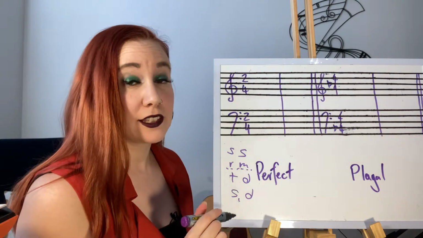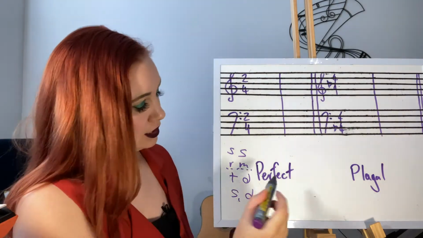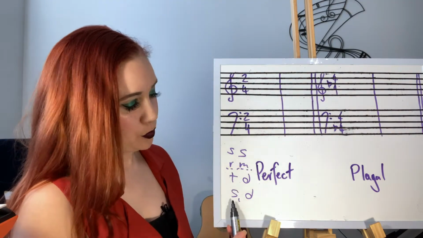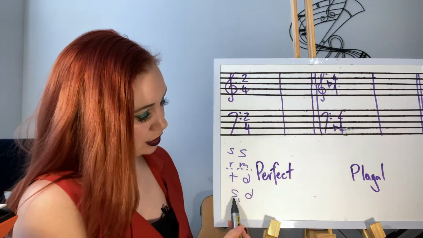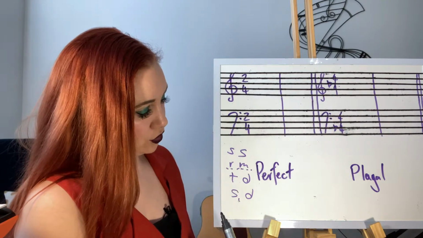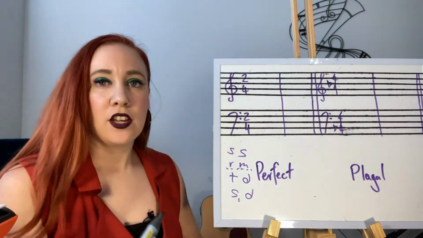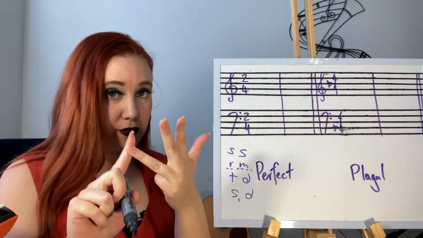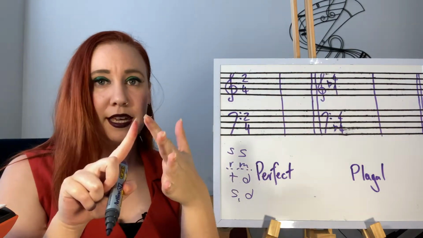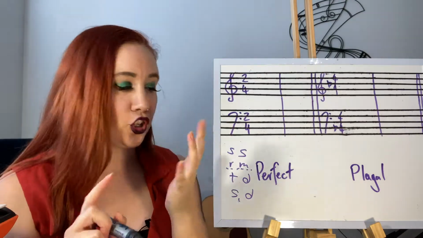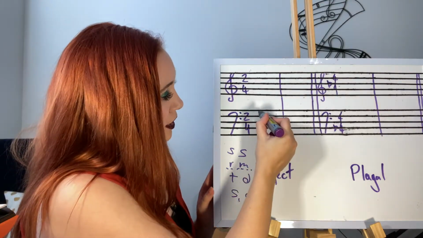No sharps and no flats means we're in C major. Okay, now starting from the bottom, our bass notes are going to be so and do. So in C major, do, re, mi, fa, so, C, D, E, F, G. So we need to pop a G in there.